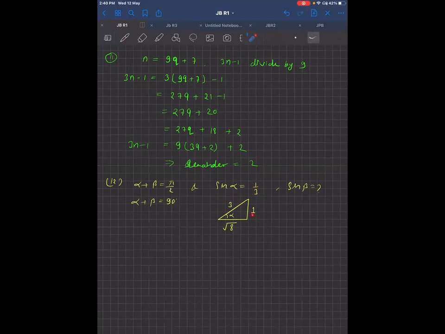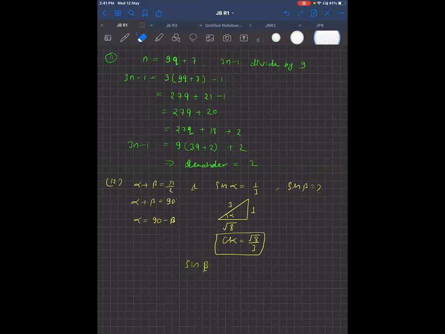Now see, after getting three sides, you can find all the trigonometric ratios. For example, if you want cos alpha, cos alpha is base by hypotenuse, root 8 by 3. This is the value of cos alpha. Now what do we need? We need the value of sine beta. Sine beta only we need now.